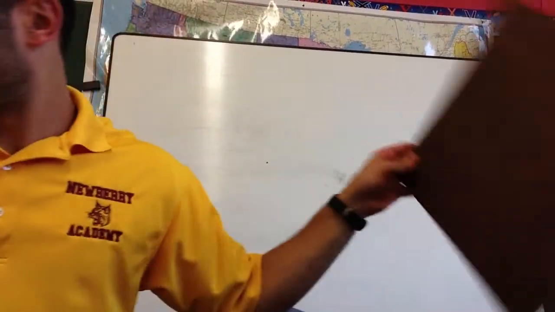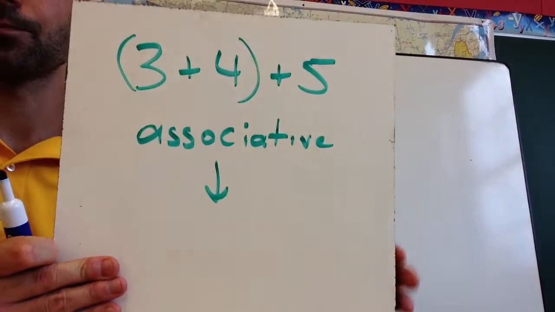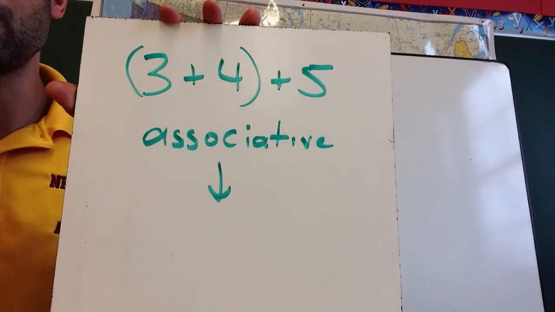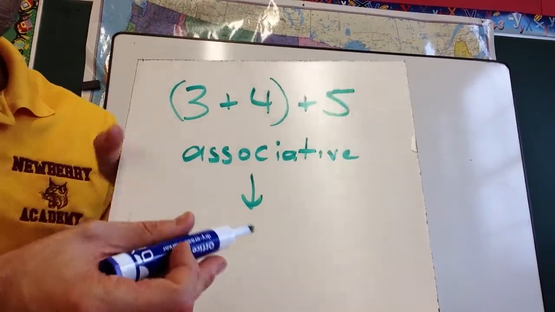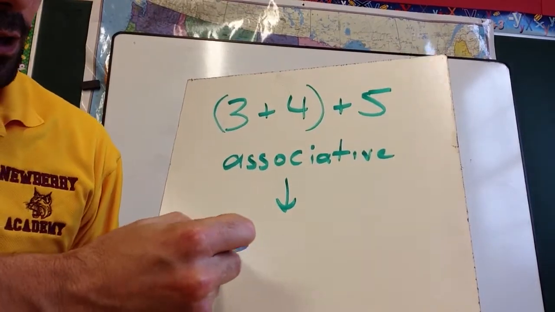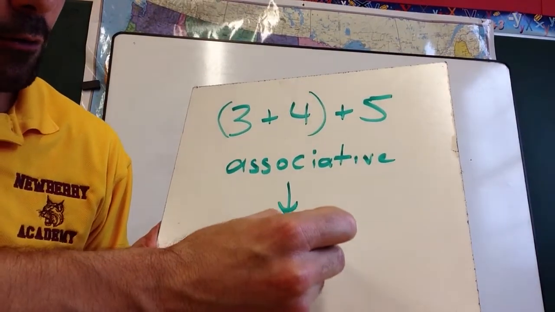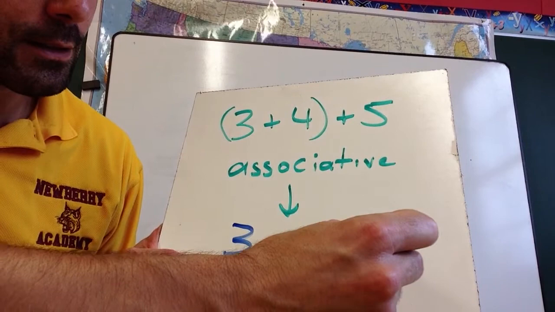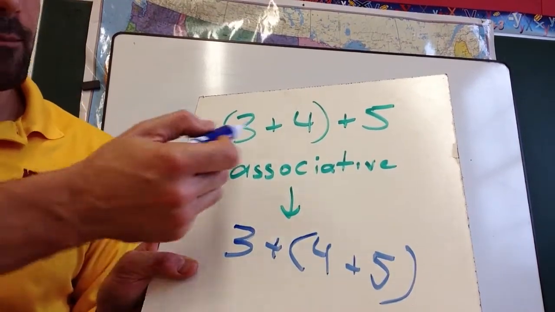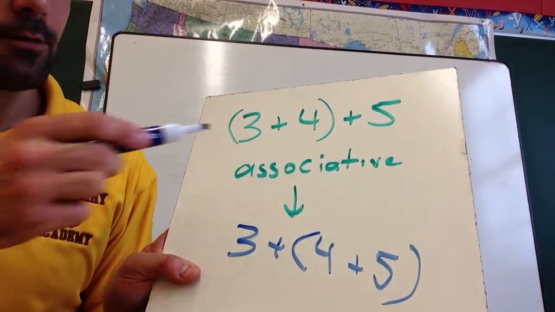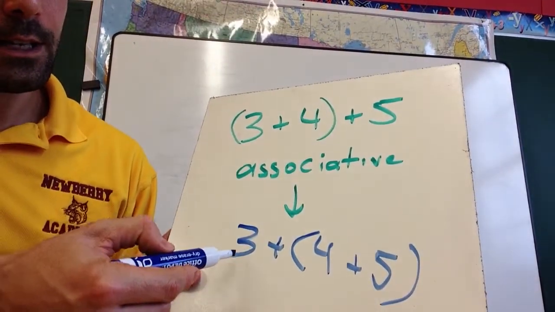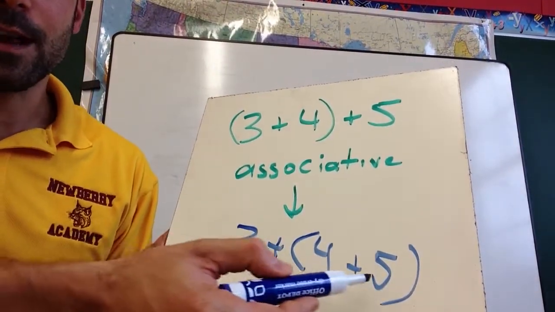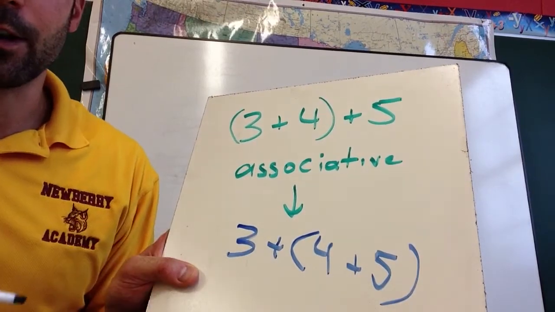If I wanted to use the associative property, keep in mind, I'm not going to change the order, I'm going to change the grouping. That means I'm going to go 3 plus, and then I will put the 4 plus 5 in parentheses. It's important that you understand that both of these end up equaling 12. When you add these together, you get 7, plus 5 is 12. Down here, you would add these first and get 9, plus 3 is 12.